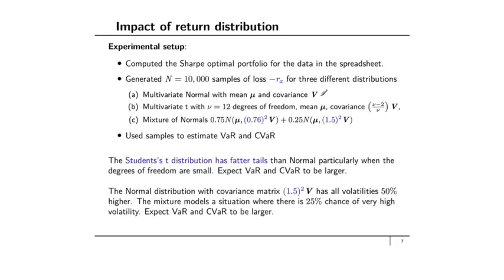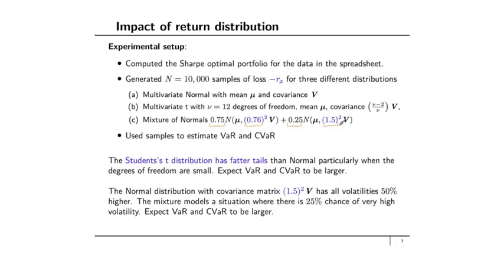Finally, I took a third distribution, a 75-25 mixture of 2 normals. The first normal has a little bit lower variance, and the second normal has actually 1.5 times higher volatility. And these numbers, 0.75, 0.25, 0.76, and 1.5, were chosen in such a way that if you looked at the mean vector and the covariance matrix for this mixture of normals, you end up getting exactly mu and V back. So all 3 distributions have the same mean and the same covariance. The only difference is how the return is distributed beyond the first 2 moments.